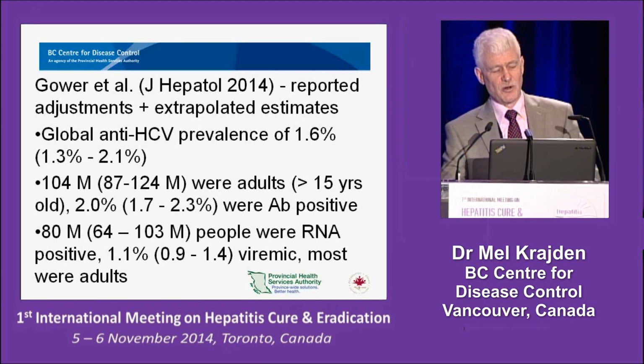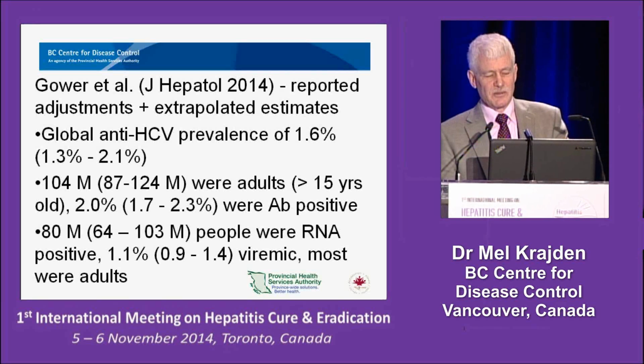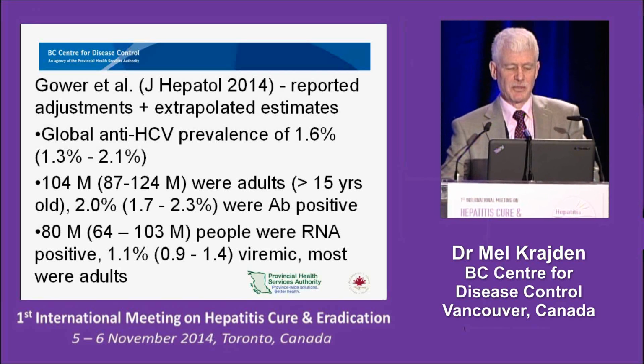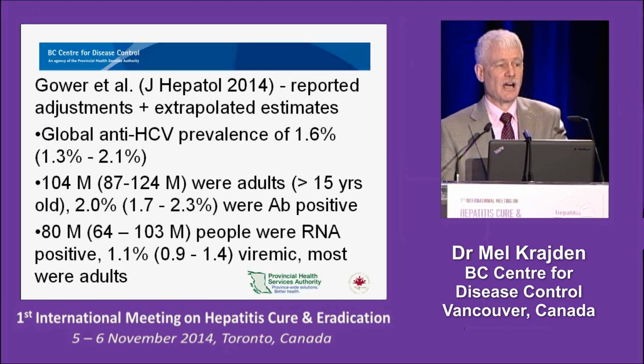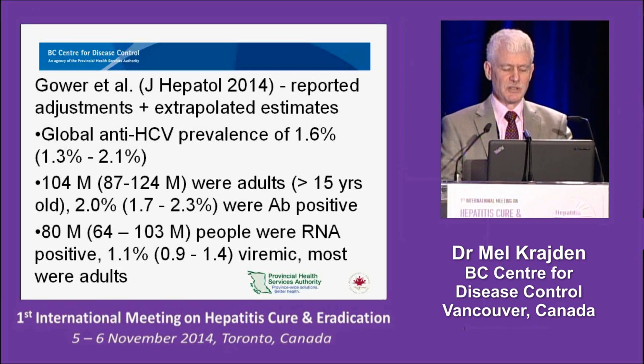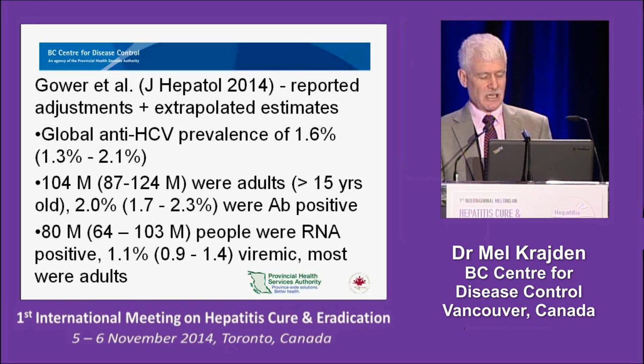And Gower, which is Homie Razavi's recent publication, reported these adjustments and tried to extrapolate the estimates. In that paper, they reported that the global antibody prevalence is actually about 1.6%, of which 104 million, between 87 to 124 million, were adults, greater than 15 years old. So in that population, it's about 2%. And then adjusting for RNA, 80 million people, between 64 to 103 million people were RNA positive, or about 1.1% were viremic. Most were adults, and this was commented on also at the symposium.